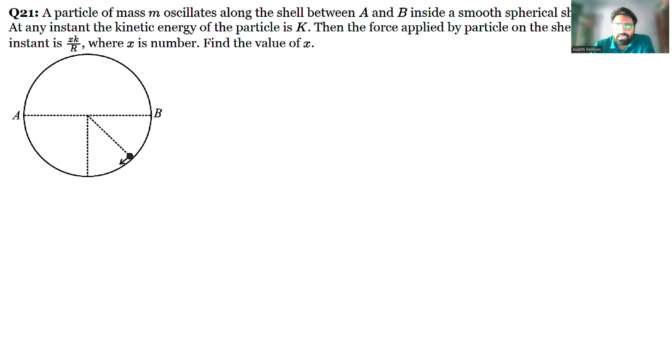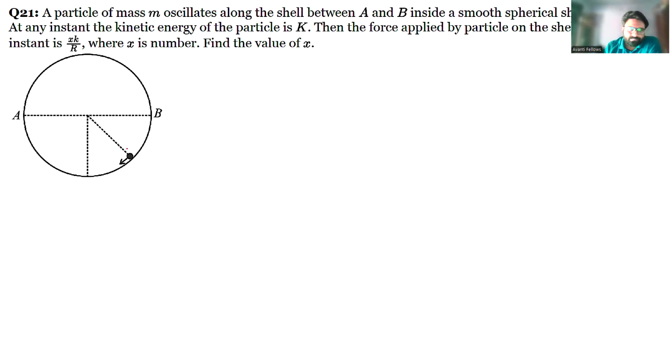Now, this one. A particle of mass m oscillates along a shell A and B inside a smooth spherical shell of radius capital R. At any instant, the kinetic energy of the particle is k, and then the force applied by the particle on the shell at this particular instant is x times k upon capital R, where x is a number. Find the value of x.